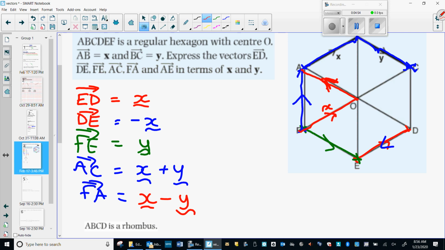Okay, so y goes from here to here in that direction. Yes. And so if I was starting here and going in this direction, it's the opposite way, yes? So you can see it's the same vector, or an equivalent vector.